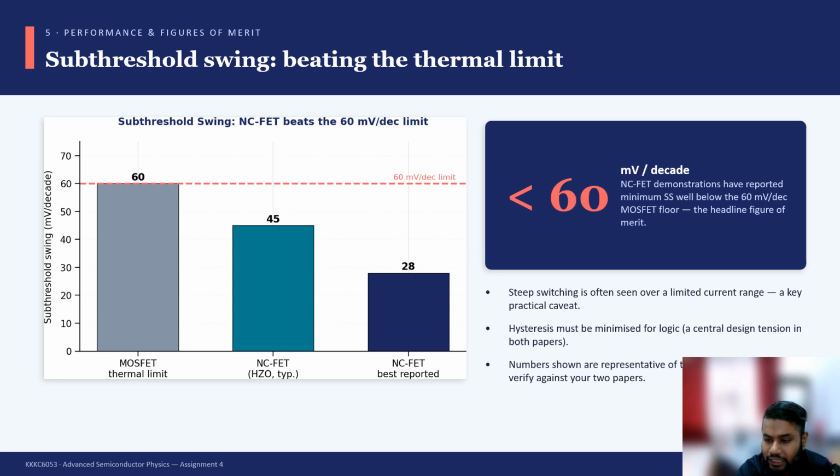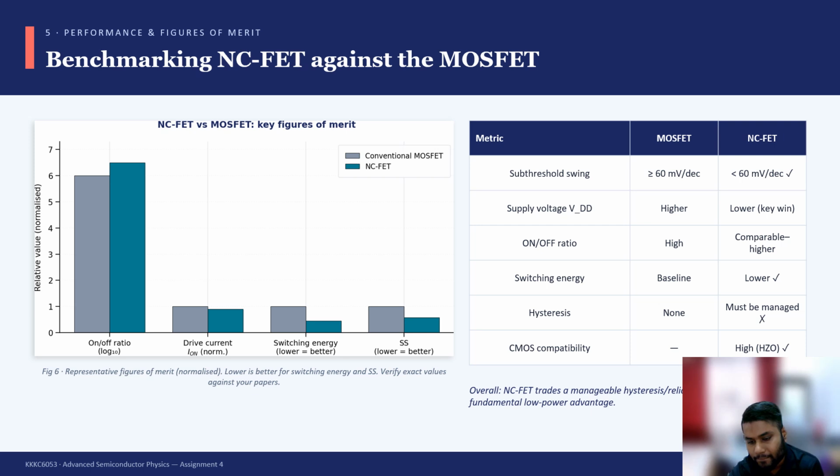I do want to be intellectually honest about two caveats that both papers raise. First, the steep swing is often achieved only over a limited current range, not across the full curve. Second, for logic applications, the ferroelectric hysteresis has to be minimized, and that creates genuine design tension. I used representative values from the published range here. The exact figures should be read from the specific papers.